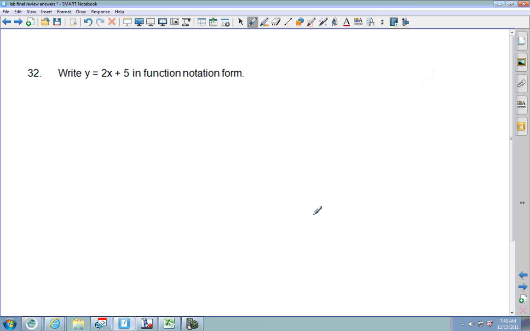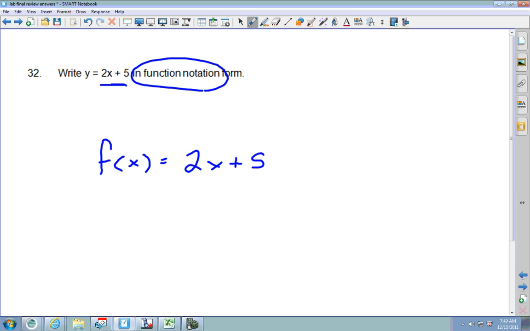Next, it says write y equals 2x plus 5 in function notation. Hold up. What is function notation? All that function notation is when we write f of x equals, and you write the rest of this right here, 2x plus 5. That's all that means.